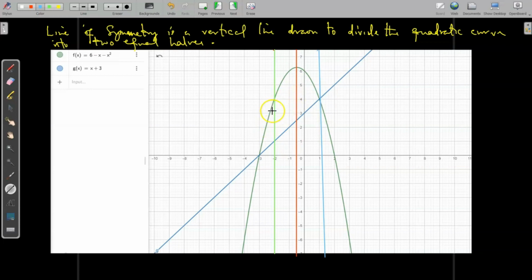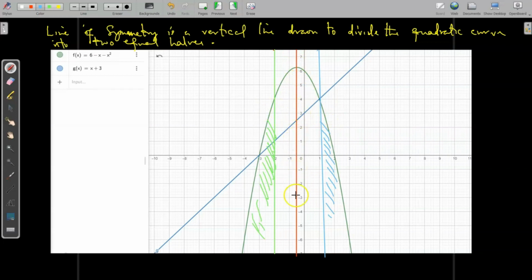When you pick the green one, you realize that this part of the graph will be smaller than the other remaining section. If you also pick the blue one, this part of the graph will be smaller than the other section. But with the brown or with the red line, it actually partitions the curve into two equal halves.